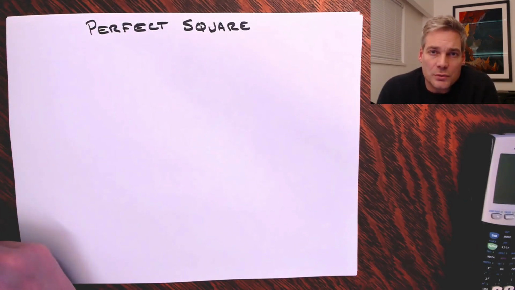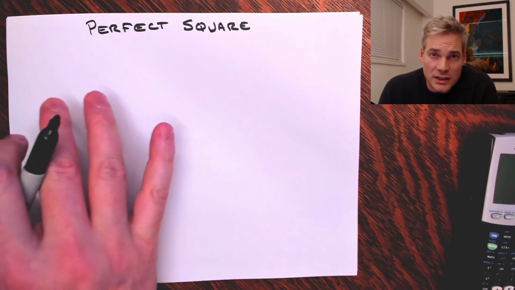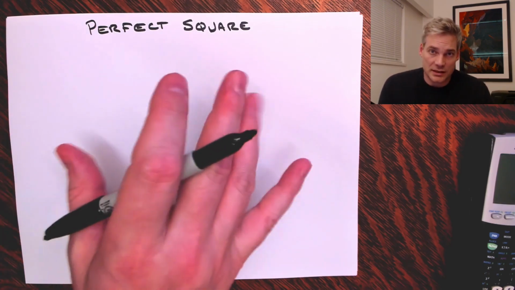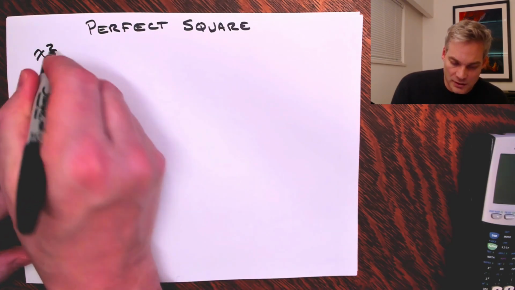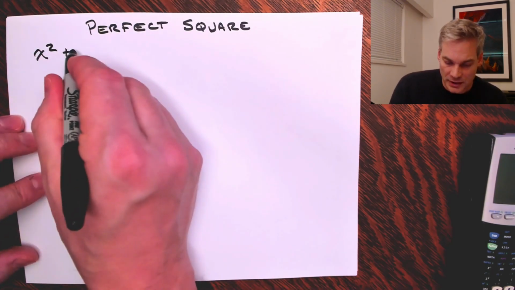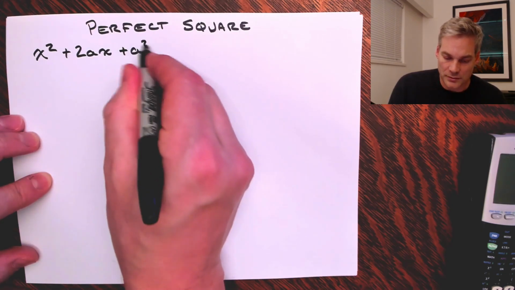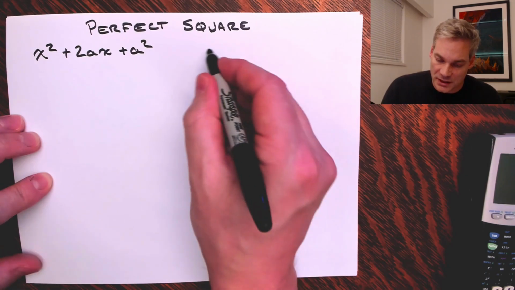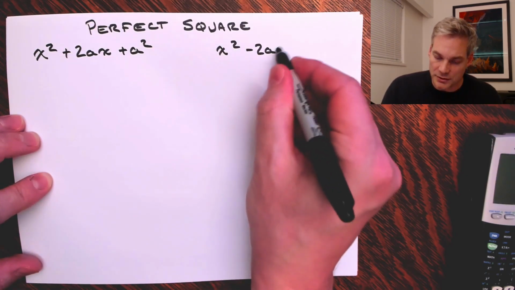Okay, so we are going to discuss the perfect square, what it looks like, and how to see it and factor it quickly. So there's two of them, and they have this form. So this is the positive one, and then we also have the negative 2a.